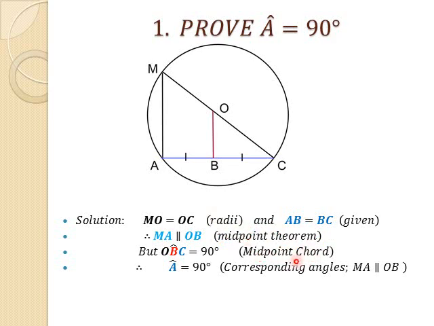Don't confuse it for midpoint chord. So midpoint theorem. So if those two are parallel, we should know a line from the center cuts the chord AC in two equal halves. Therefore, there must be a 90-degree angle. So OBC equals 90, my reason midpoint chord. So if that's 90 and these two lines are parallel, then angle A is also 90. They are called corresponding angles because MA is parallel to OB. I hope you follow, hope you understand.